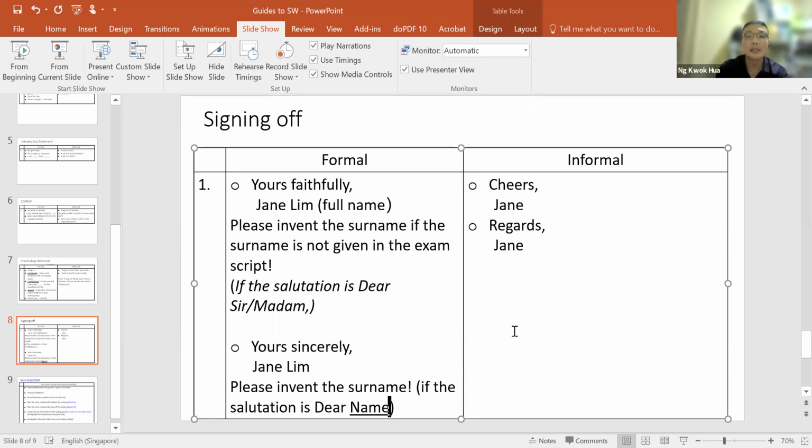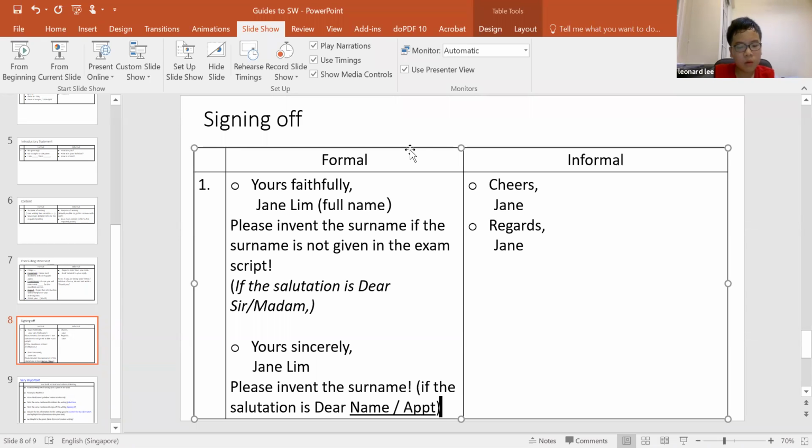And the latest edition: please write yours sincerely if the salutation is dear plus name, let's say dear Mr. Lim, or dear appointment holder. That's what I meant here by APPT. What does APPT stand for? Dear appointment holder, like dear manager. Got it?